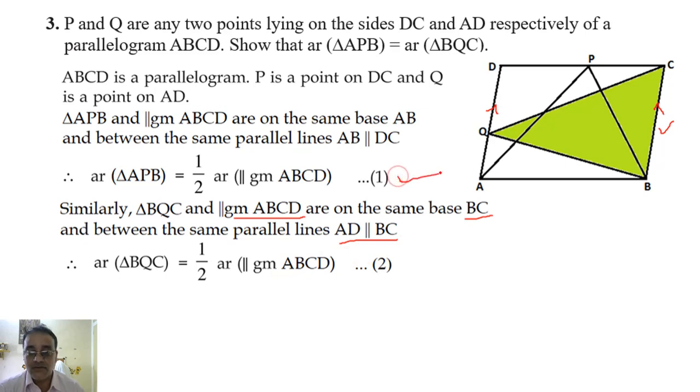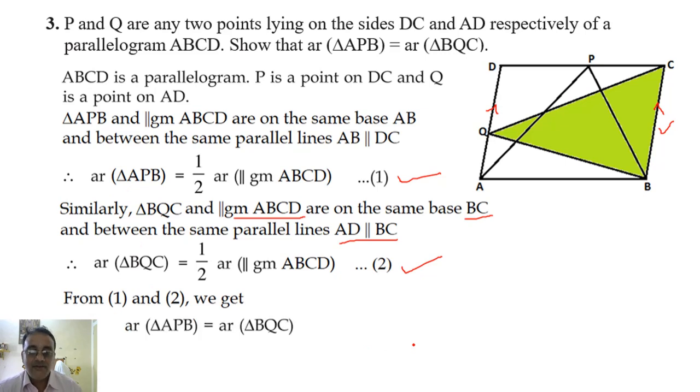So from these two equations, what can you conclude? Both are equal. Both areas are of triangle APB and triangle BQC. Right, very good. So from equation 1 and 2, we get area of triangle APB is equals to area of triangle BQC. So proof हो गया, यही proof करना था. Any doubt in third question?